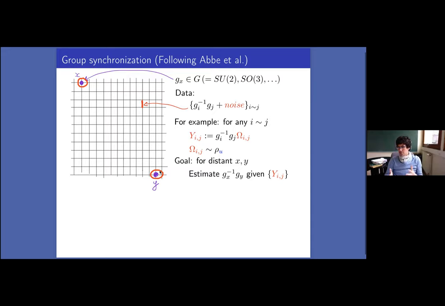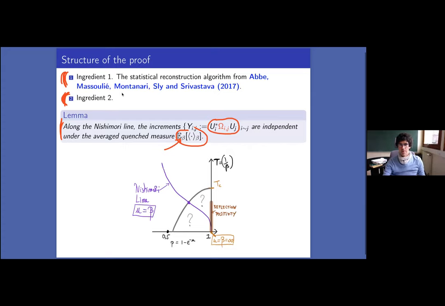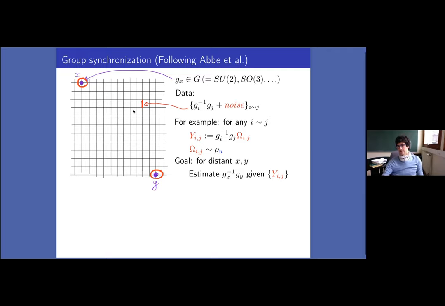And the striking answer by Abbe, Massoulié, Montanari, Sly, and Srivastava a few years ago is that in dimension two, even if the noise is tiny, there is nothing to do. It will be impossible, when the points get far from each other, to recover the relative position, which has a flavor of a Mermin-Wagner theorem. But they prove that in dimension d greater or equal to 3, yes, you can recover the relative position up to a small error. Of course, you have a small error, but this small error doesn't blow up as x and y go to infinity.